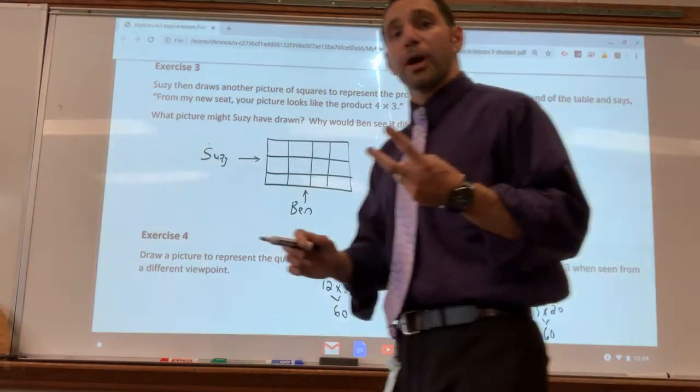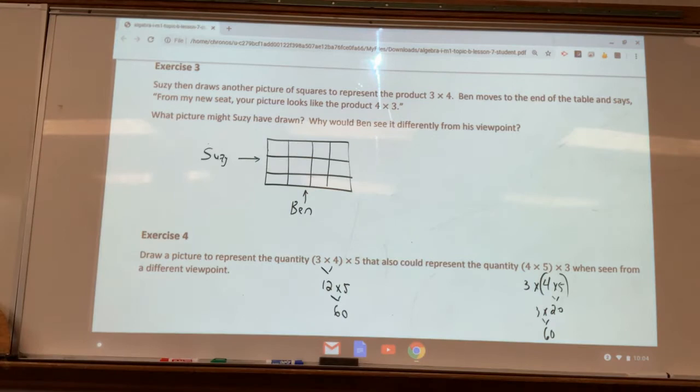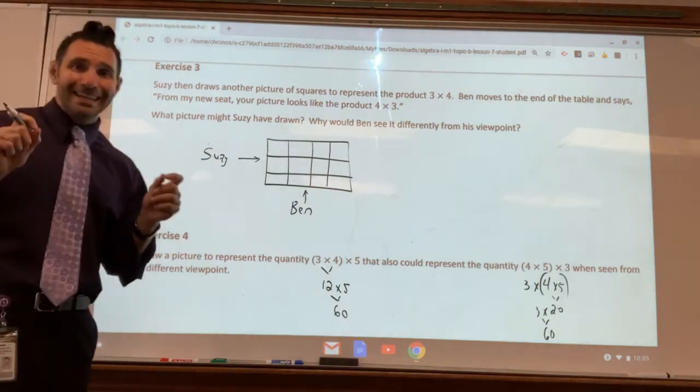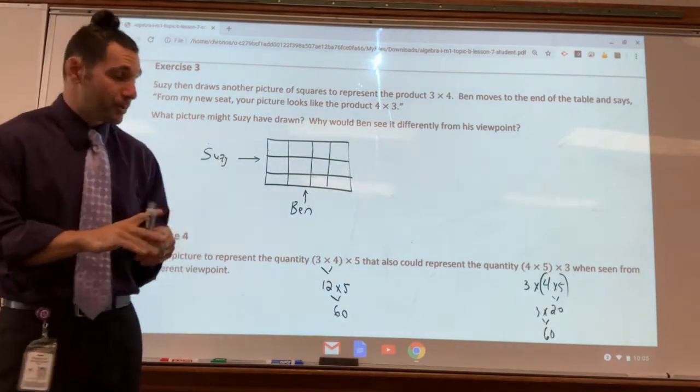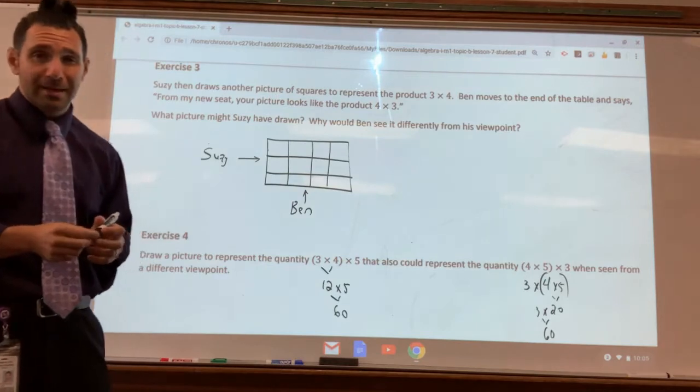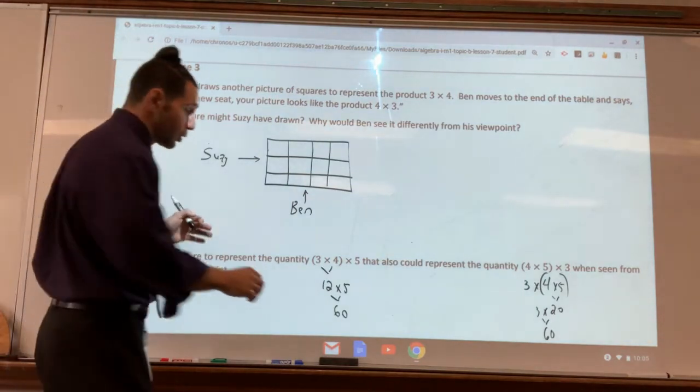So we have two properties now. We have the commutative property of addition and the commutative property of multiplication, which says it does not matter the order in which we multiply. It does not matter. You've heard me talk about this in 7th grade math, the commutative property, quite a bit.